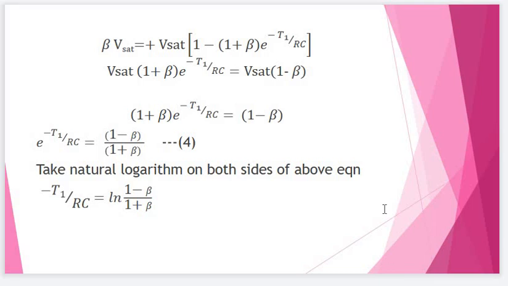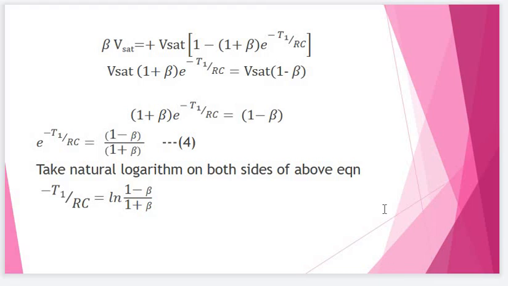Beta V saturation equal to plus V saturation minus V saturation into (1 plus beta) e power minus T1 by RC. So V saturation into (1 plus beta) e power minus T1 by RC equal to V saturation minus beta V saturation, that is V saturation into (1 minus beta). So (1 plus beta) into e power minus T1 by RC equal to 1 minus beta. So e power minus T1 by RC equal to (1 minus beta) by (1 plus beta).